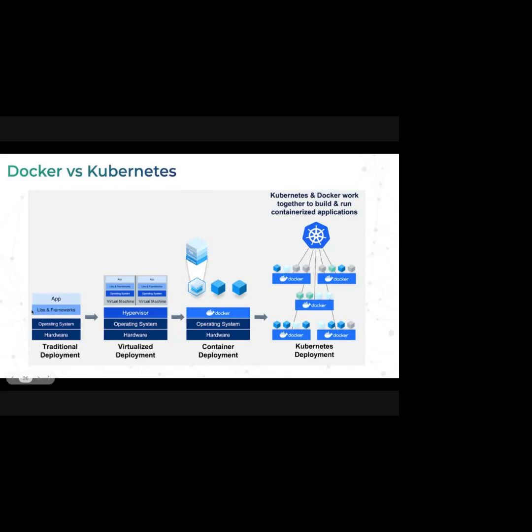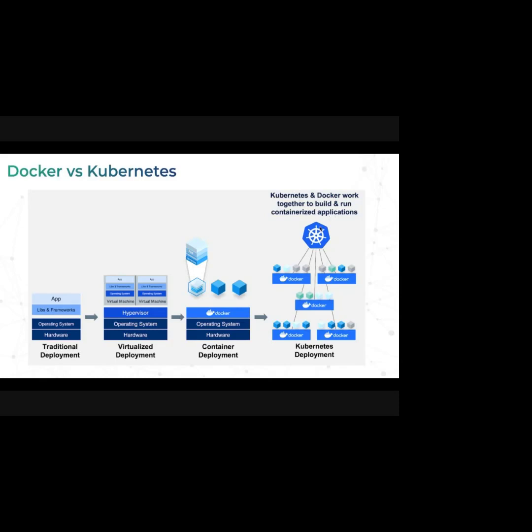Traditional deployments, right? The old school technology, how things used to work. Then we moved to virtualized deployment, how hypervisors and all those things come into play. Then we touched base very extensively on Docker. Now we are at stage 4, which is the Kubernetes deployment. Here you can see Kubernetes and Docker work together to build and run containerized applications.